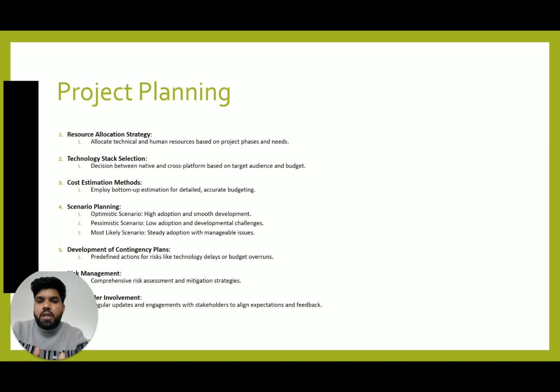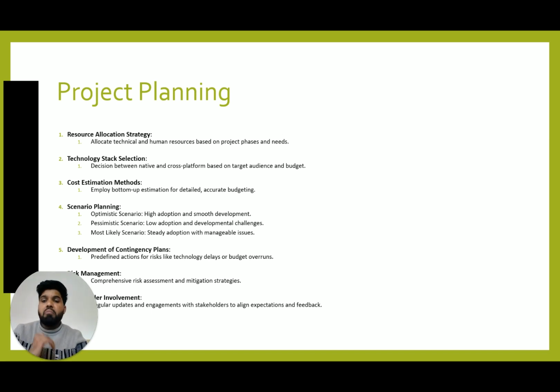Employ bottom-up estimation for detailed, accurate budgeting, and scenario planning. What is my scenario planning? Optimistic scenario: high adoption and smooth development. The second is the pessimistic scenario: low adoption and development challenges. The third one is the most likely scenario: steady adoption with manageable issues. And the fifth point is development of contingency plans: predefined actions for risks like technology delays or budget overruns.